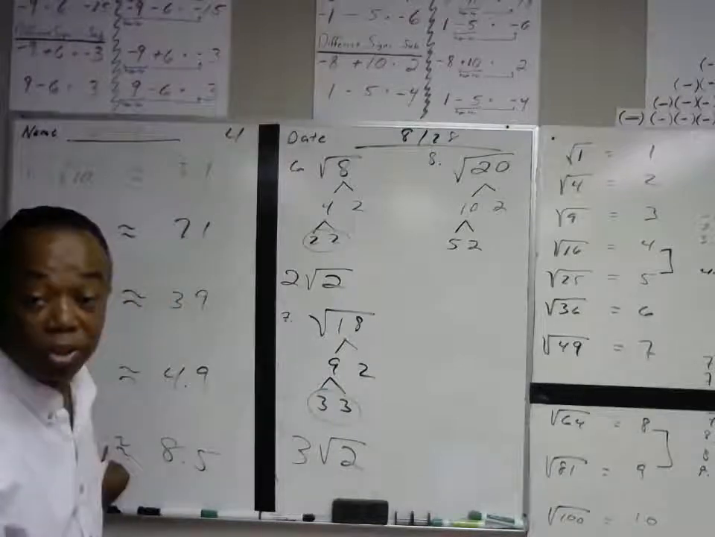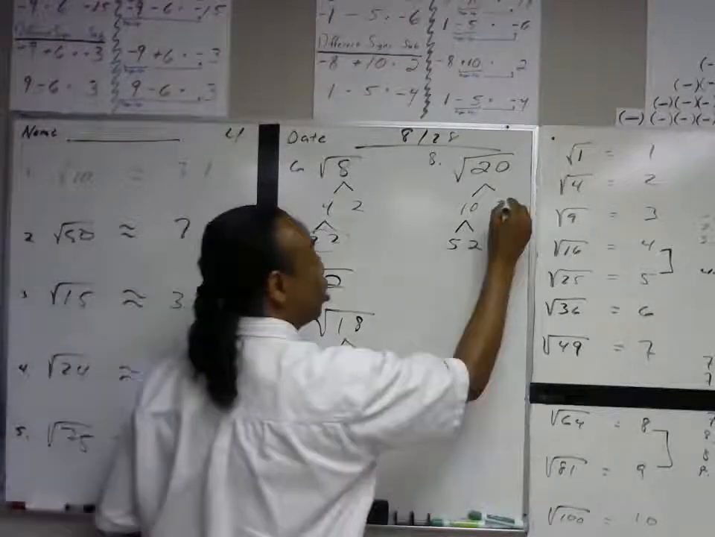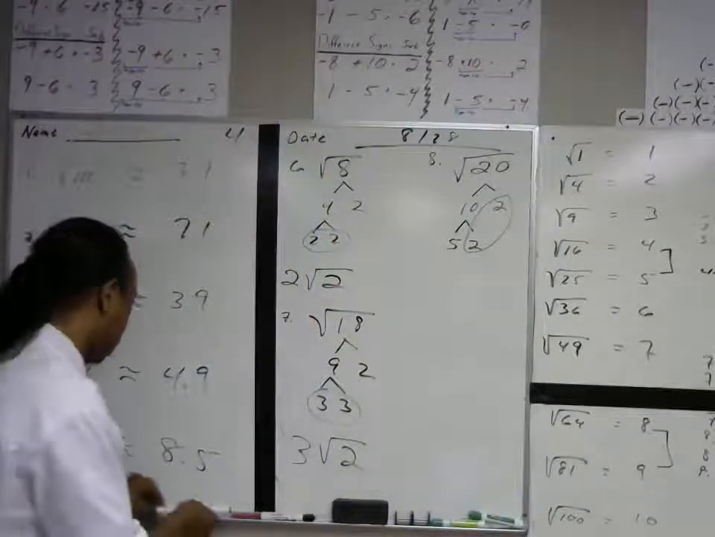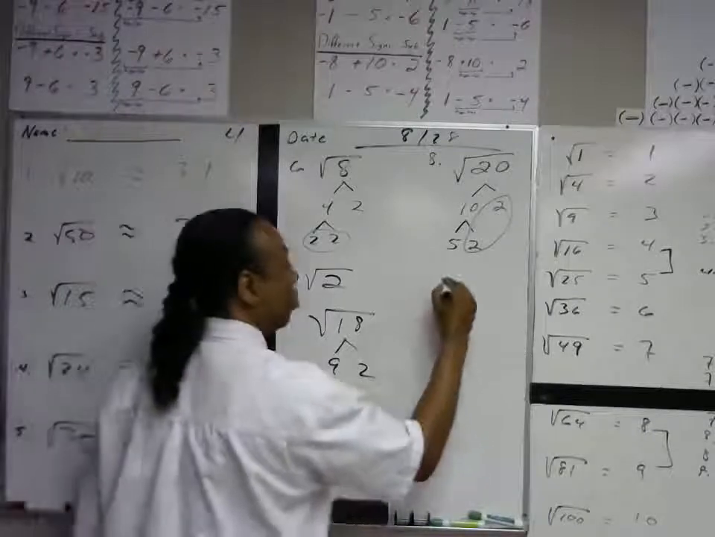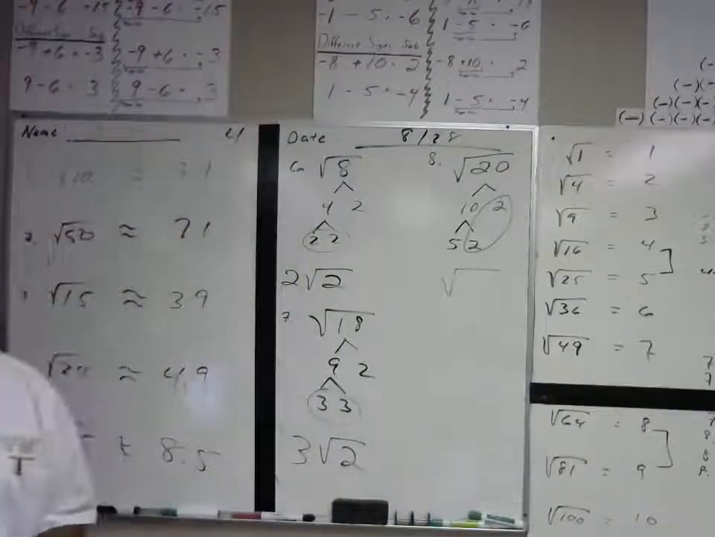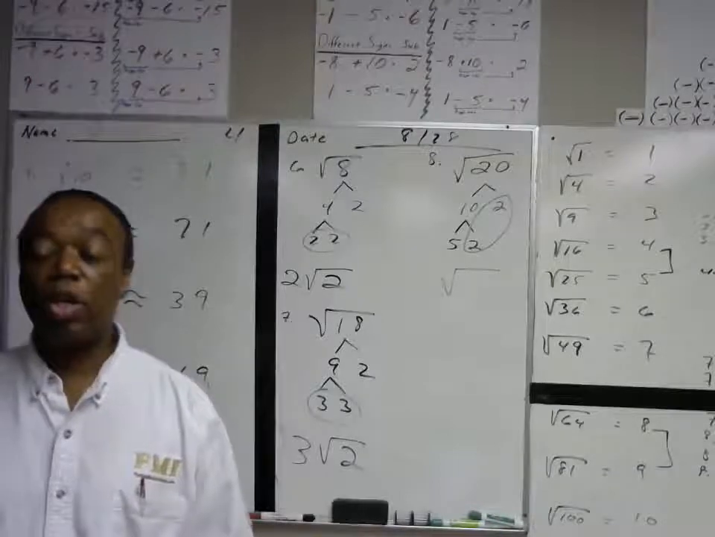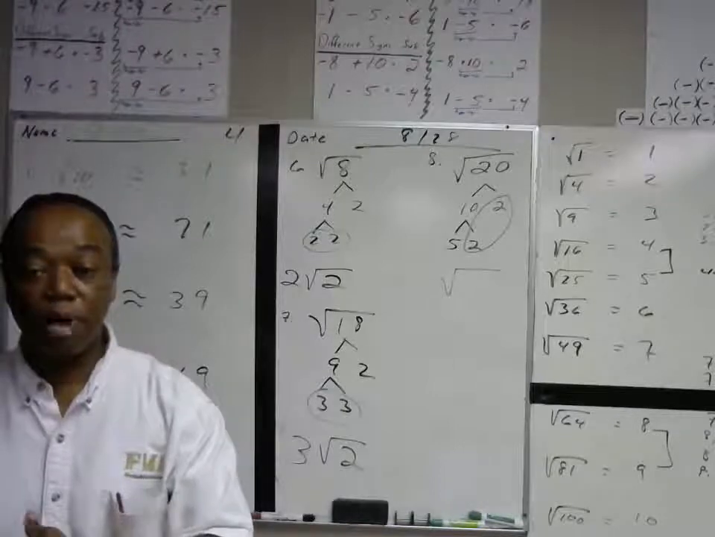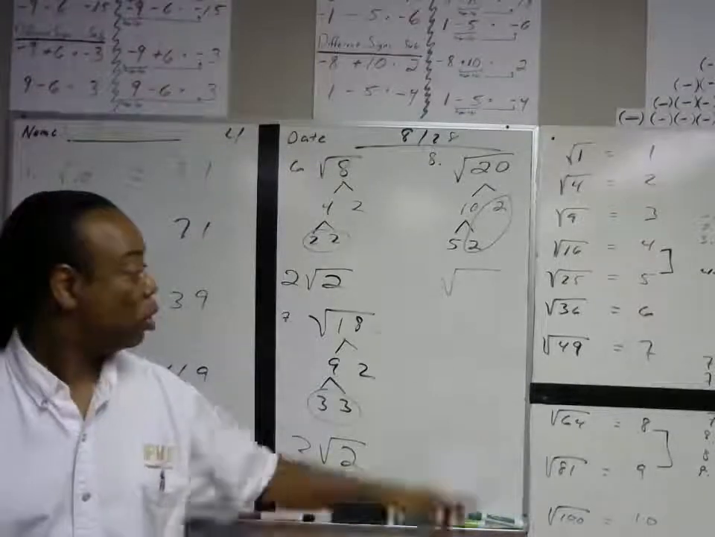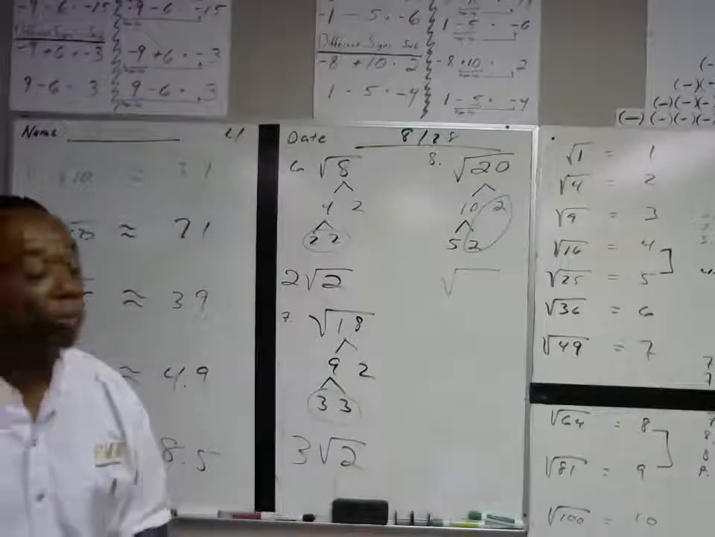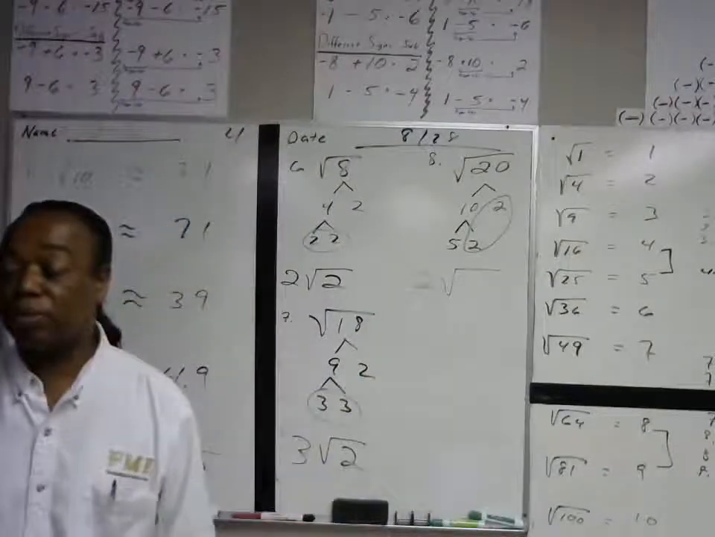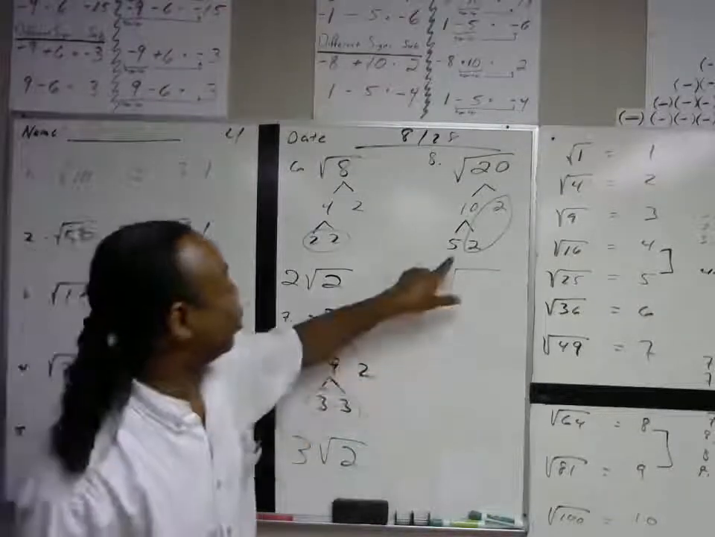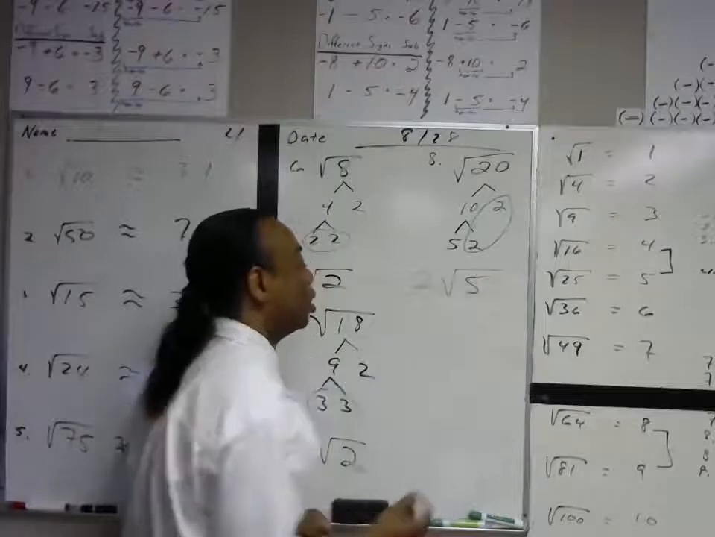Now let's look for the twins. These are twins. So they get circled. All your twins get cut in half and go on the outside. So these two 2s become a single 2. And there he is on the outside. Whereas this 5 right here goes on the inside, and we're finished.